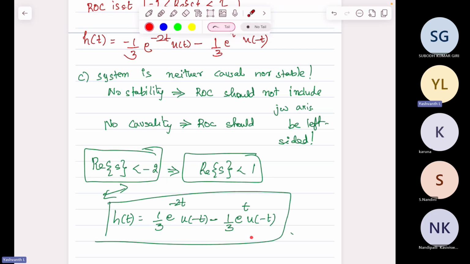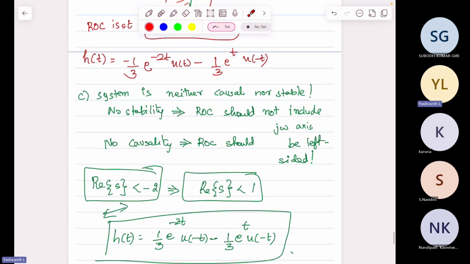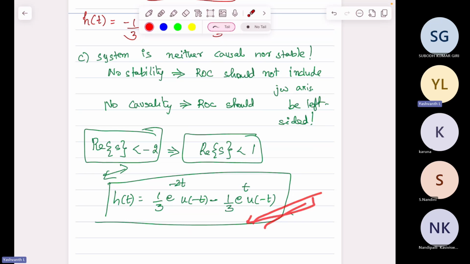Because for a left-sided impulse response, it is not stable because it doesn't contain the j omega axis, and it cannot be causal because it is left-sided. It's not right-sided. Okay. So depending on what is the requirement for the system, you can have different impulse responses, and basically that is governed by the region of convergence, ROC.